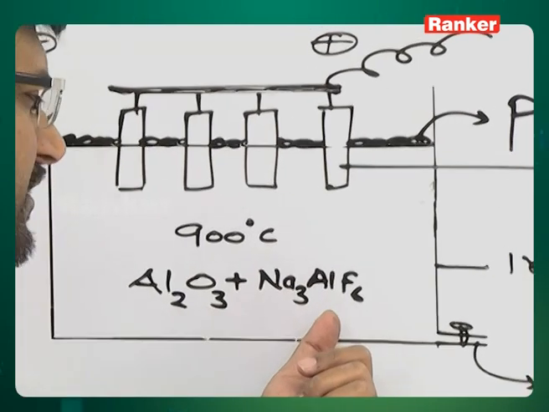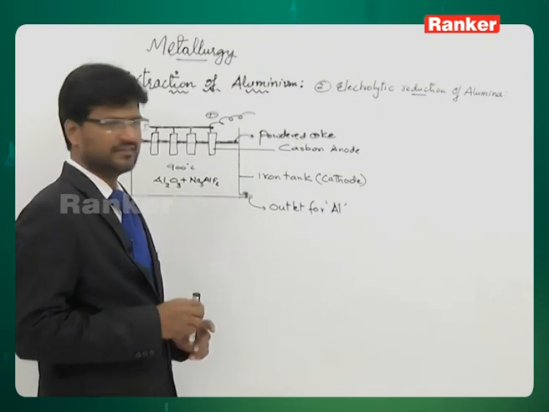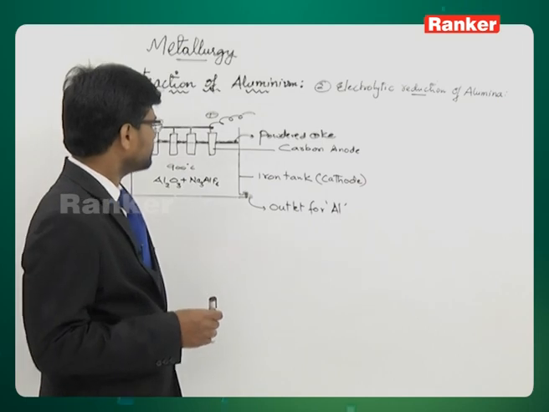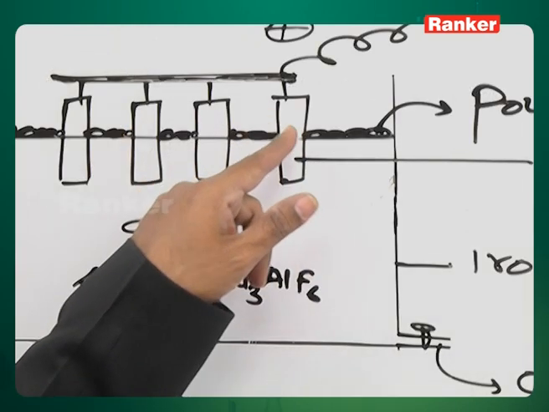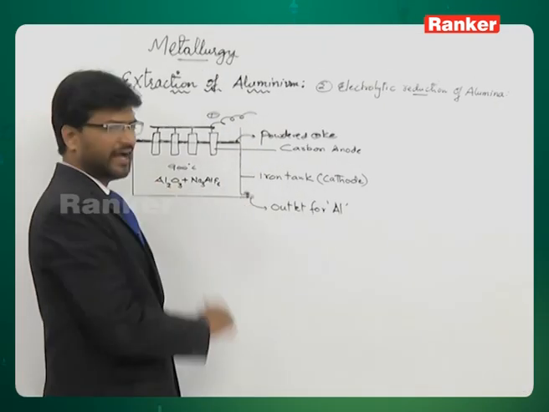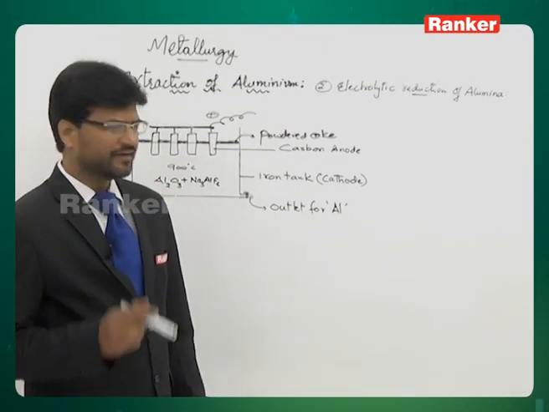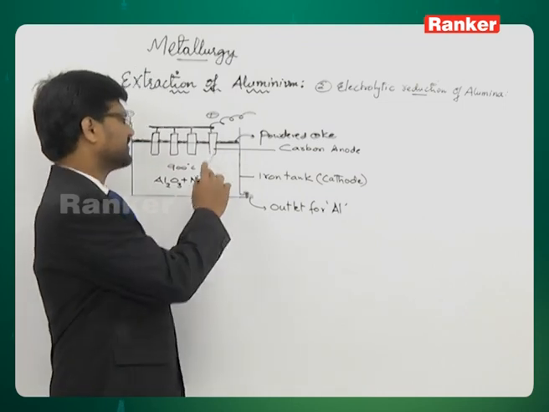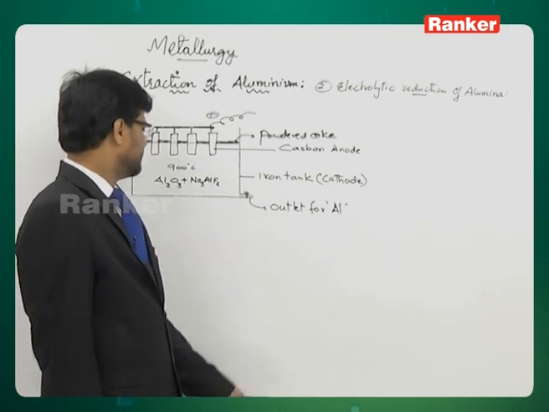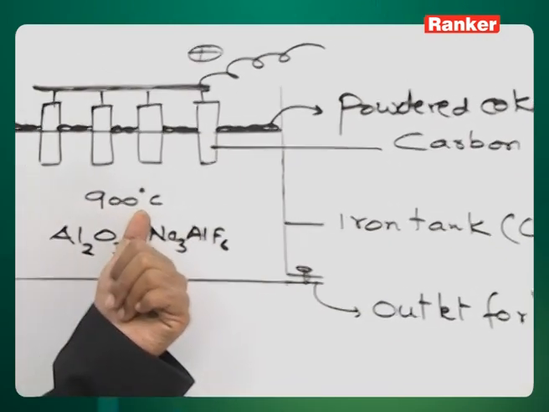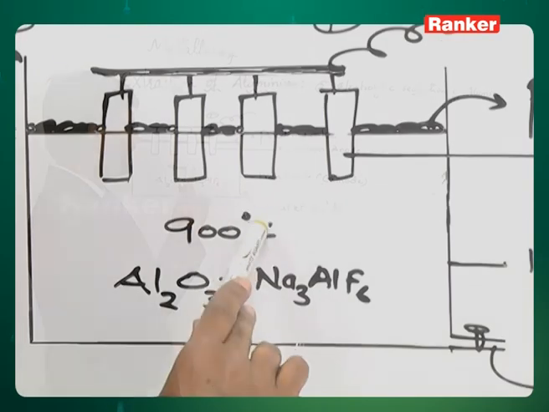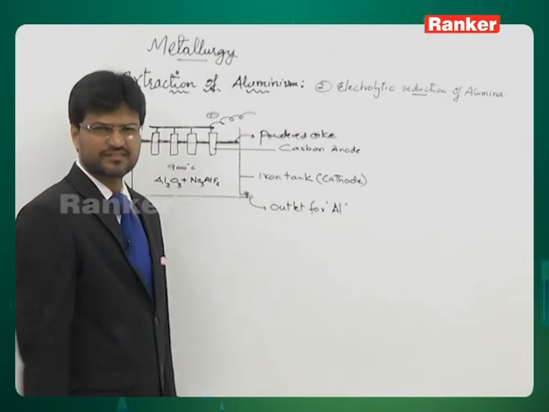So, that is the reason why cryolite is added. This acts as a flux, right? And then we use carbon rods as anode and the iron tank itself will act as cathode. The carbon rods which are suspended from above act as anode. Due to addition of cryolite, the fusion temperature comes down to 900 degrees Celsius. This is the temperature maintained to keep these two substances in the molten state.